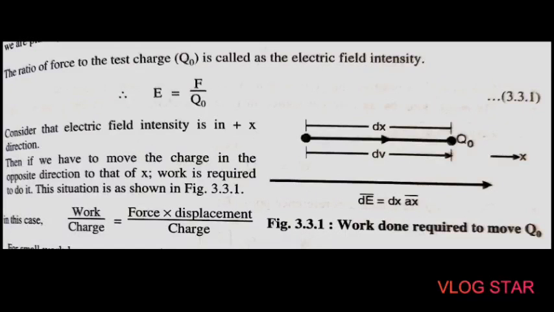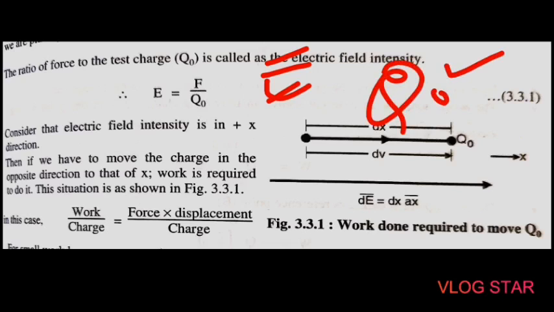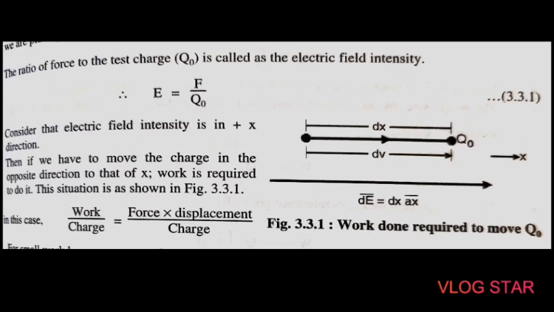Next point is potential. We have studied that the electric charge Q produces the electric field intensity, that is nothing but E bar. Consider now that we are placing another test charge, that is Q0, then the force F is exerted on that charge Q0. The ratio of force to the test charge Q0 is called the electric field intensity. That is, E is equal to F upon Q0.